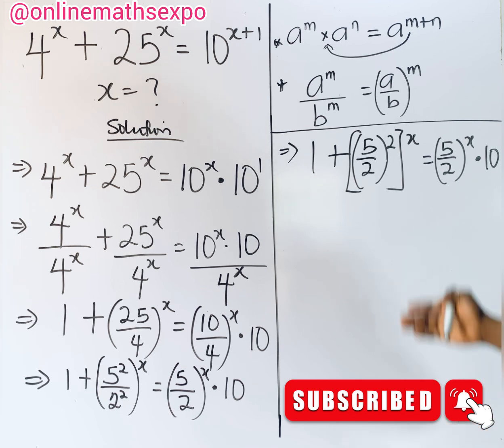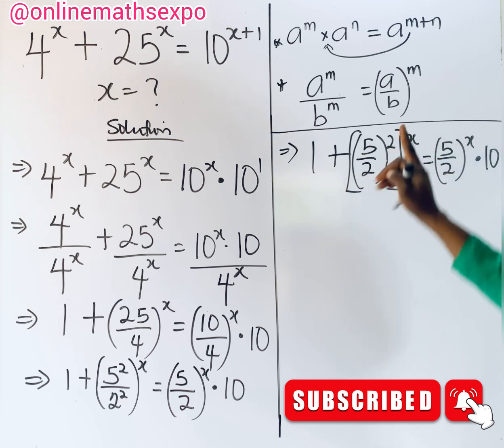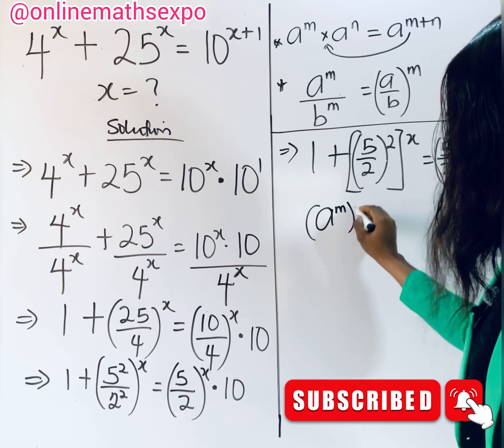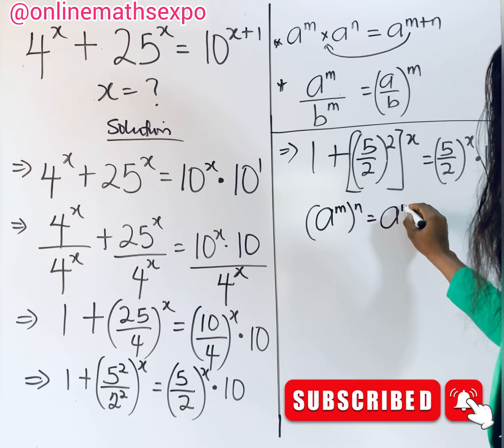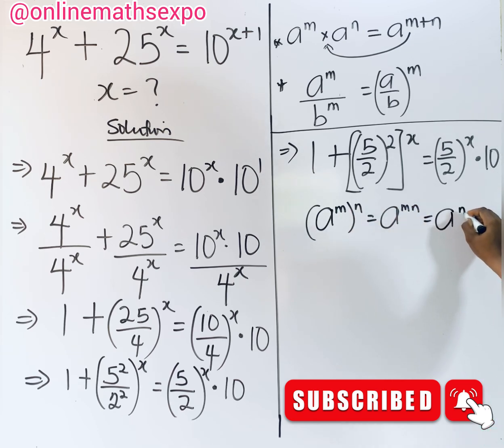Now, what do you observe? This one is 5 divided by 2 raised to the power of x, but this one is raised to the power of 2 and also raised to the power of x. Just quickly remember that if I have a to the power of m raised to the power of n, it means a to the power of mn. The powers will multiply, which is also the same as a to the power of n raised to the power of m.